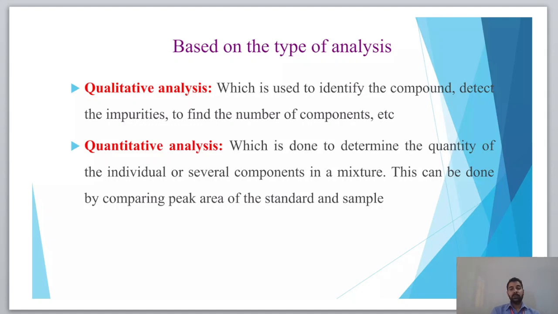Means if we have to find amino acid in any of the compound, suppose if we have taken any sample, we have to identify whether amino acid is present in that compound or not. So we are considering such analysis as a qualitative analysis. Next is quantitative analysis, where we are going to determine the quantity, how much amount of that amino acid is present in that compound, that we are going to determine using such types of analysis.